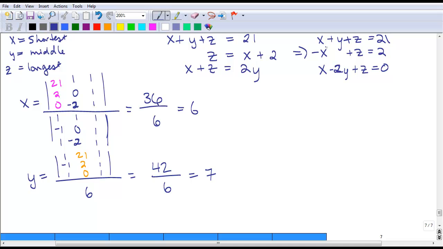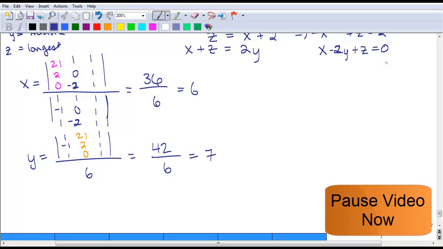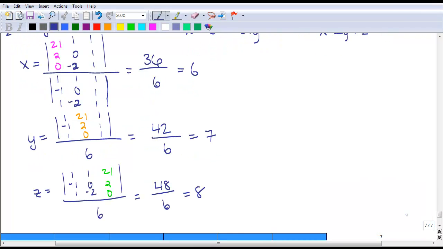Likewise, we have negative x, which is 6, plus z is 2, so we know that's going to need to be 8. But I want you to set up the determinant for the numerator for z just to make sure that you're comfortable with this, then resume the video to check your work. So you should have had the determinant listed there for your numerator of z, which comes out to be 48 over 6, and that gives you 8.